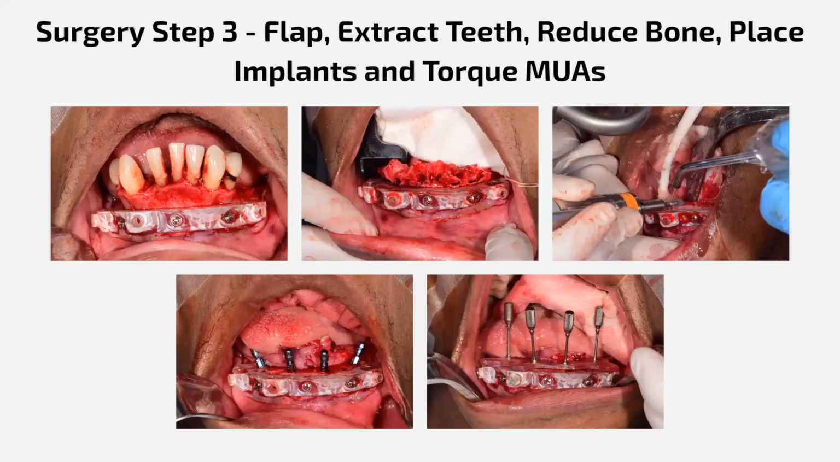Of course, the next part is just doing your surgery. You flap, you extract your teeth, you reduce your bone, you place your implants, you torque your MUAs, and you make sure you get everything nice and straight, just how you planned it. And they did a really good job planning these to make sure that you get really, really nice, really straight implant positions out of this in MUAs.